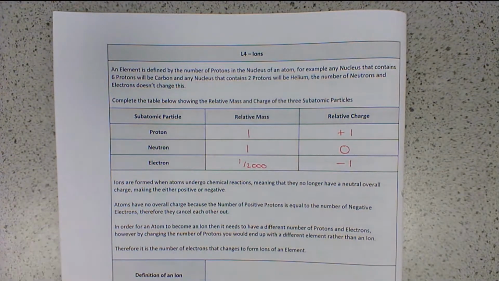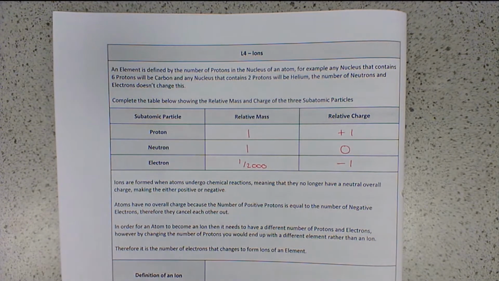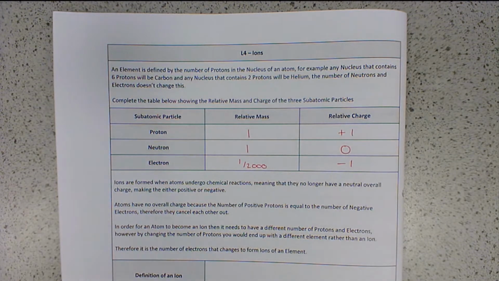Ions are formed when atoms undergo chemical reactions. When they react and interact with each other, there's usually a transfer of electrons, forming ions. Atoms themselves have no overall charge because the number of protons in the nucleus is equal to the number of electrons in the shells. So in order for an atom to become an ion, it needs to either lose or gain protons or electrons, because an ion is an atom that has a charge.